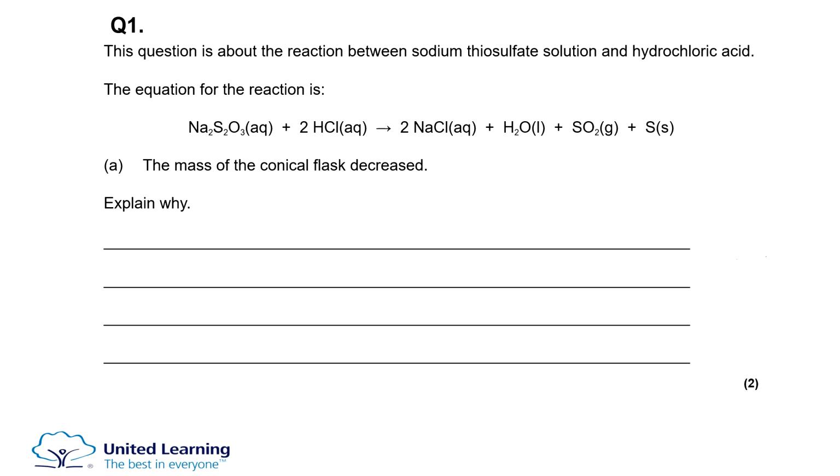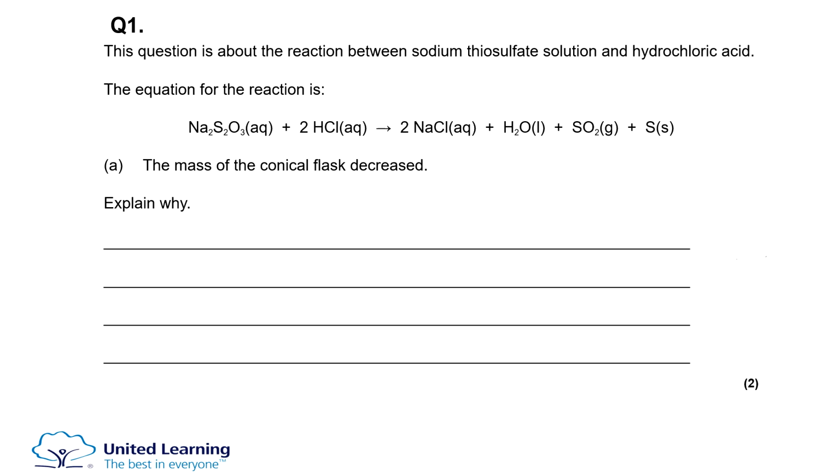And this question is about the reaction between sodium thiosulfate solution and hydrochloric acid. They give you the symbol equation, and equally they've included the state symbols. And this is a little bit of a hint, because the question goes on to ask you, the mass of the conical flask decreased, explain why.